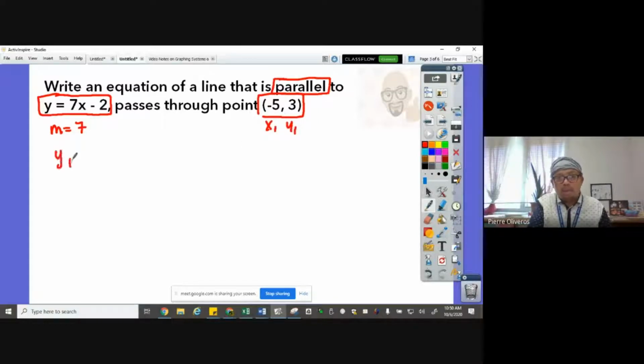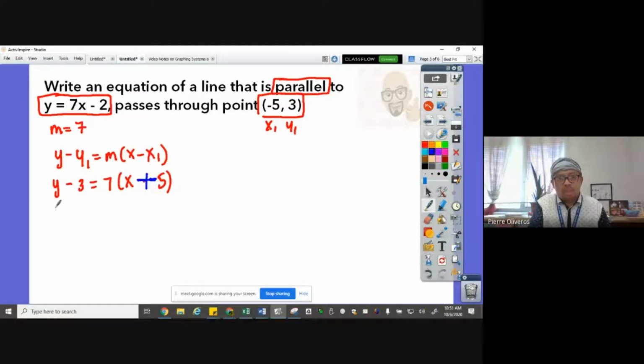Applying the point slope form, y minus y sub 1 is equal to m times x minus x sub 1. So y minus y sub 1 here is y minus 3 is equal to m, which is 7, times x minus -5. And again, in algebra, we know two negatives, when you multiply them, become positive. So I put a plus sign.